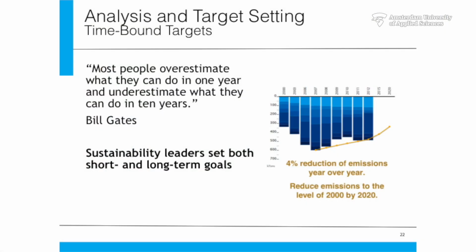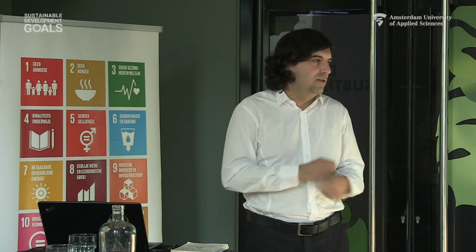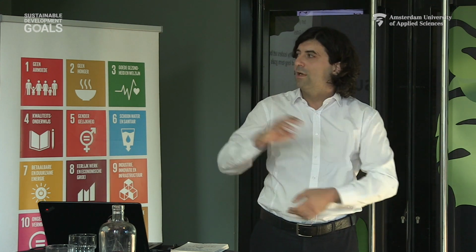And then time-bound is also really important. We talked about it somewhat, but it's not possible to simply say that I cut emissions. You need to say which timelines. For instance, it can be reducing emissions by 2020 to the level of 2000, or you can also say year by year, a 4% reduction per year. So sustainability needs to look at both short and long term goals.